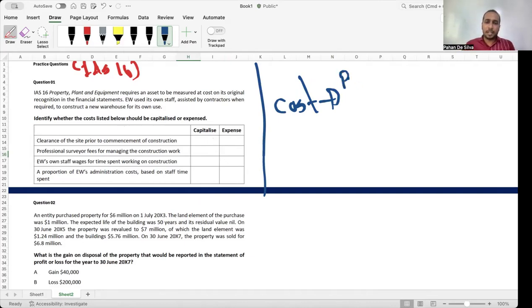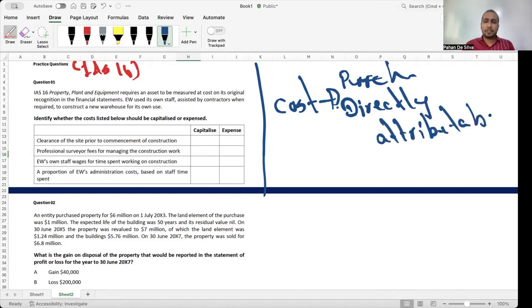Under that, if there is any purchase price, we should capitalize. If there is any other directly attributable cost to the acquisition of an asset, we have to capitalize. Now in this case, we are not going to purchase a property. Instead of that, we are going to construct a building or a warehouse for our own use. Now you have to apply the knowledge that you have obtained. Mainly we have to see whether a particular cost item is necessary to bring this warehouse to its expected condition or expected usage. That is the point you need to emphasize, right?